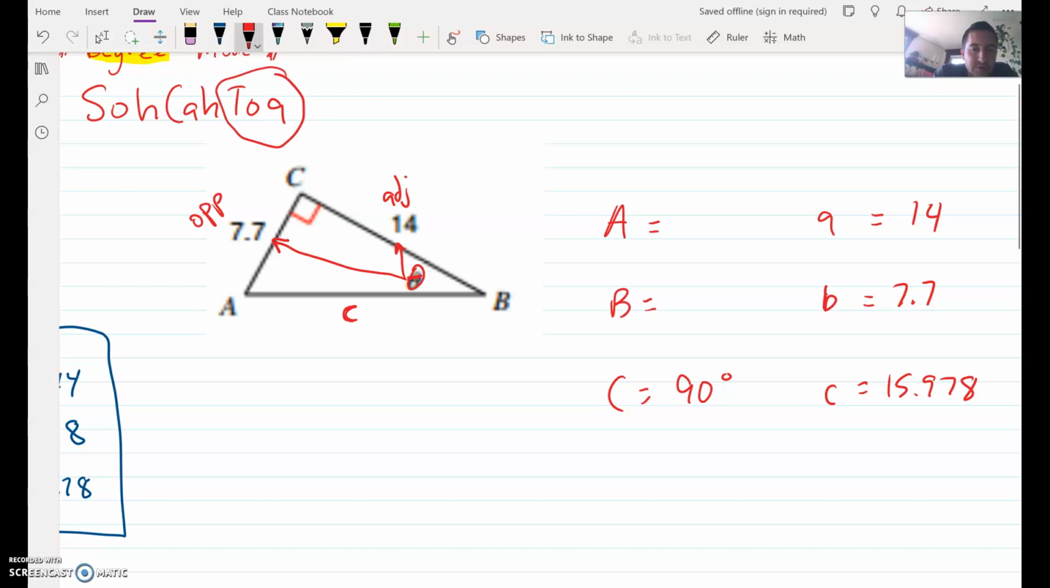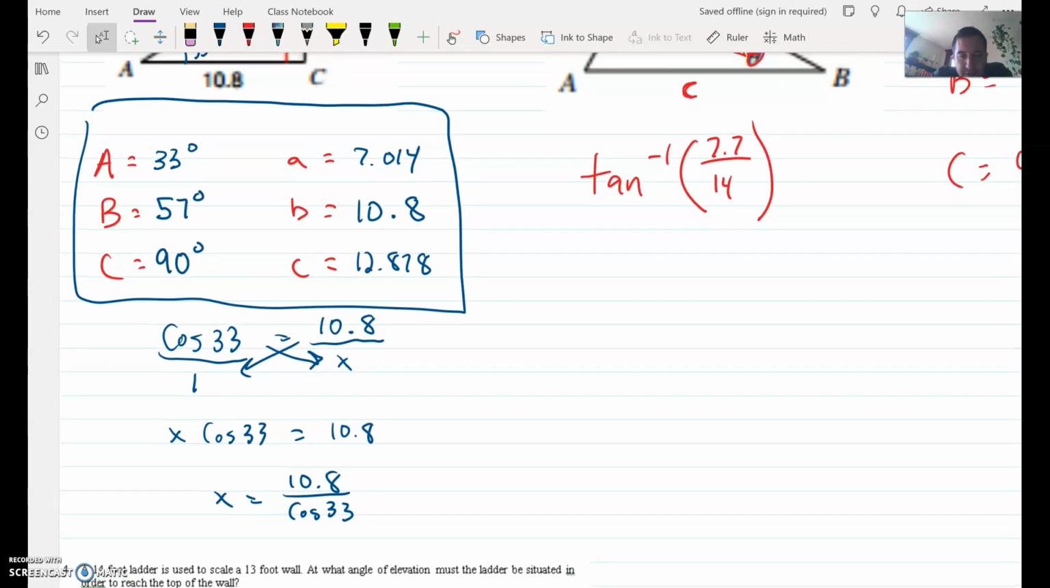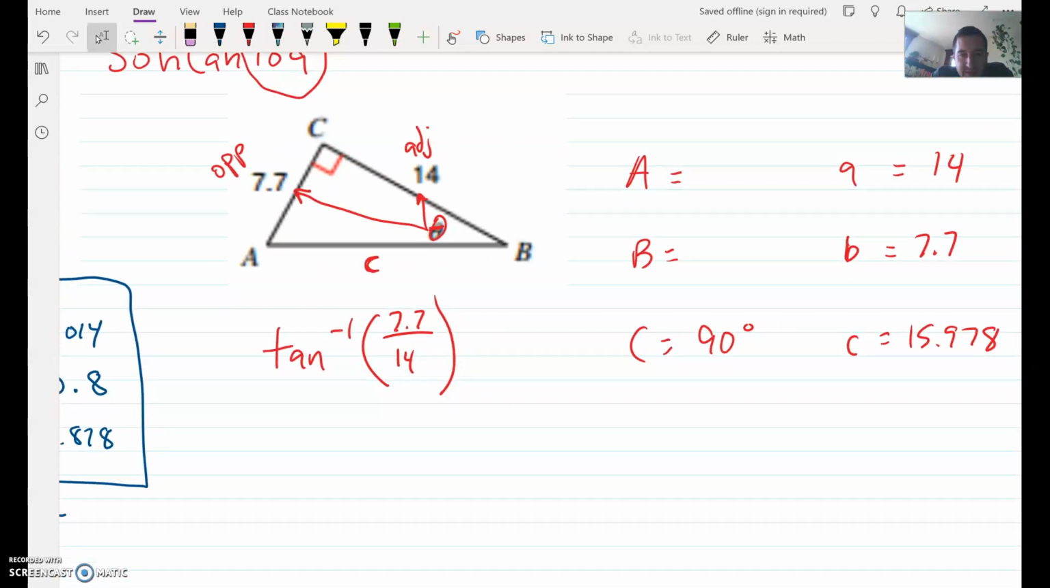So we are going to use the inverse tangent of the opposite 7.7 over the adjacent 14, and that is going to give us our answer. When you're looking for angles, you don't set up a proportion like we did. The proportion and the cross multiplication, that's for side lengths. But using inverses is when you're working backwards to find an angle.